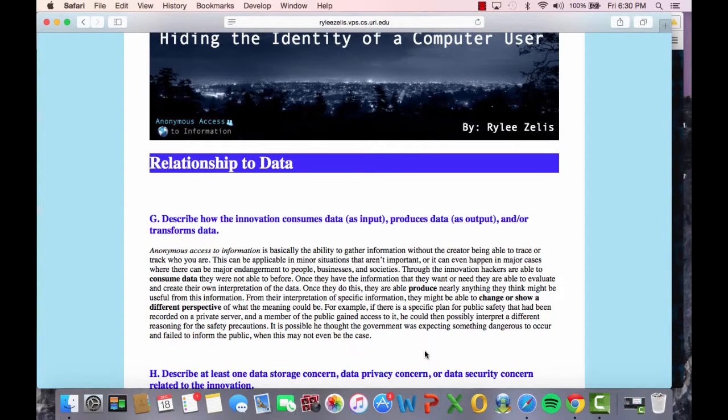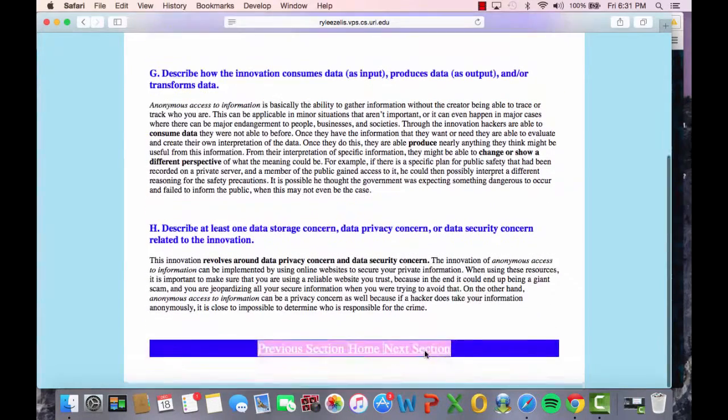And once they produce this information, they are able to change or show a different perspective of what the meaning could really be. For example, if there's a specific plan for public safety and it had been recorded on a private server, and a member of the public gained access to it, he could possibly interpret it as different reasoning for the safety precautions. It is possible he thought the government was expecting something dangerous to occur and failed to inform the public, when this may not even be the case.